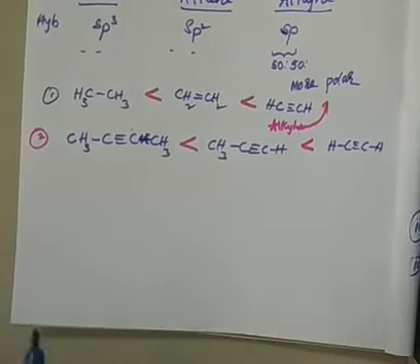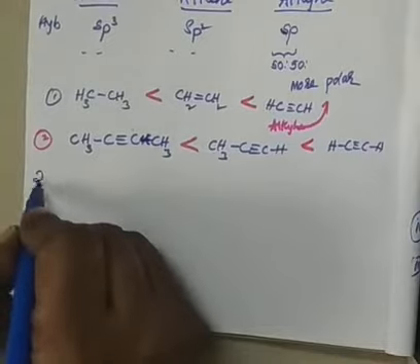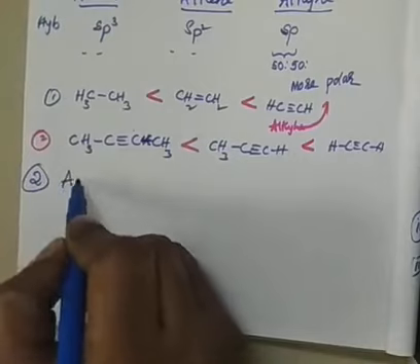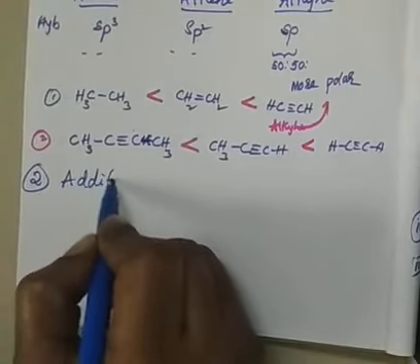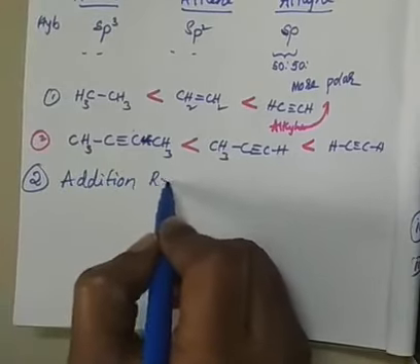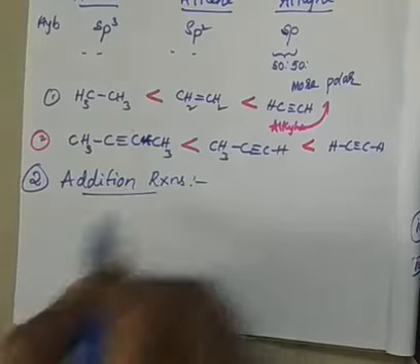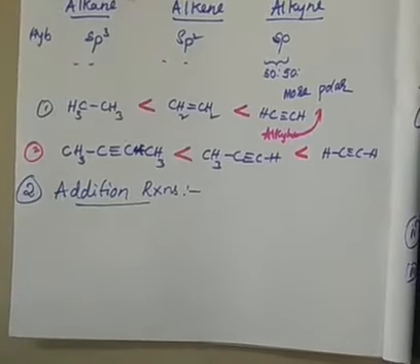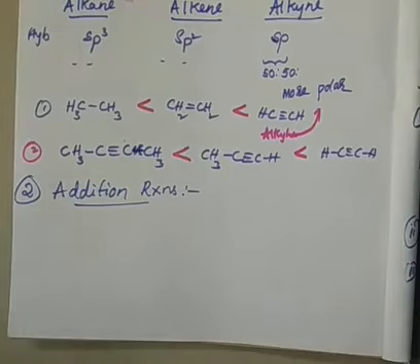Then coming to the addition reaction, only 2 reactions we have. One is acidic character and the other is addition reactions. Addition reactions are exactly similar to those of your alkenes. How we have written addition reactions for alkenes, that is exactly similar. Therefore, I won't give you much mechanism here. I will directly write some reactions. Of course, you will understand because it is exactly similar to that of your alkenes. So first acidic character and second is addition reaction.